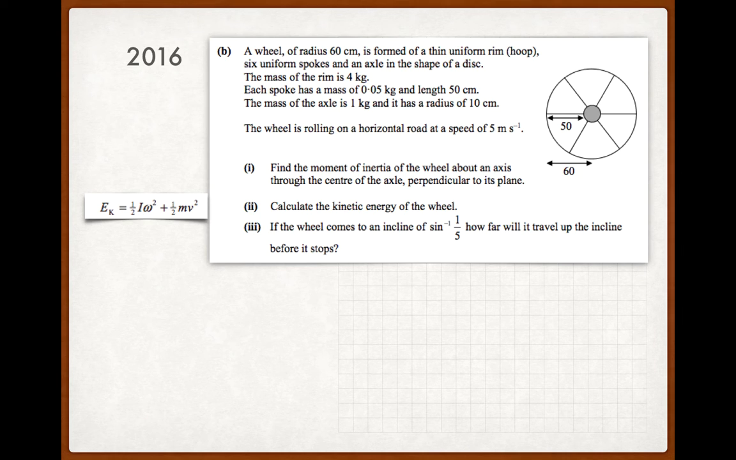But if you use the kinetic energy at the bottom equals the potential energy at the top, you can calculate the vertical height reached, and with that vertical height and the angle, you should be able to get the diagonal distance.